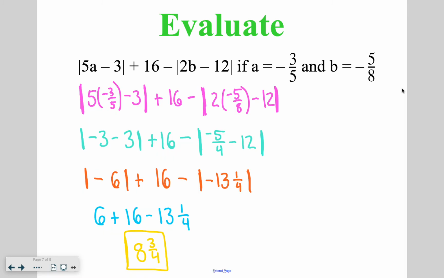Plugging in your values for A and B, you're going to do your multiplication, simplify inside those absolute value bars, and calculate the absolute value. -6 is 6 spaces away from 0. -13 1/4 is 13 1/4 spaces away from 0. Then we do our final step, which is 6 plus 16 is 22. Minus 13 is going to give you 9. But then you have to subtract an extra 4th, which brings you down to 8 3/4.